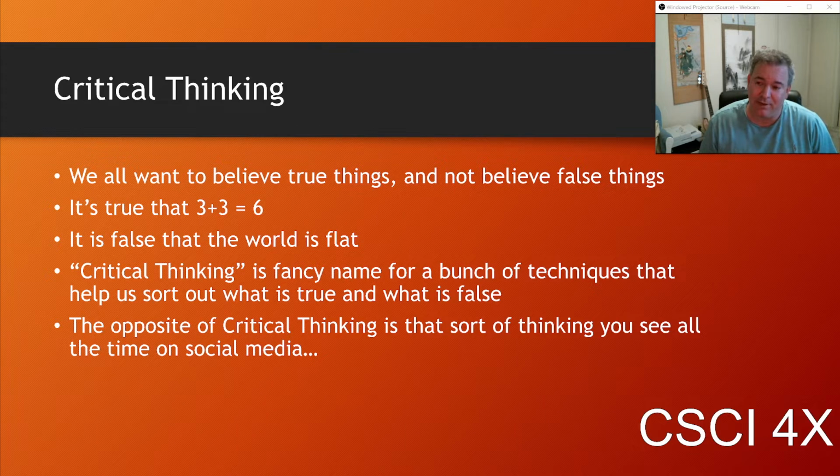This class is not for me to impose my political views on you. It's your job in this class to use the critical thinking skills to figure out what your views are, and to present your views in an organized, logical, and methodological fashion. Critical thinking is basically about being able to sort out the truth from the BS, because there's a lot of BS in the world.